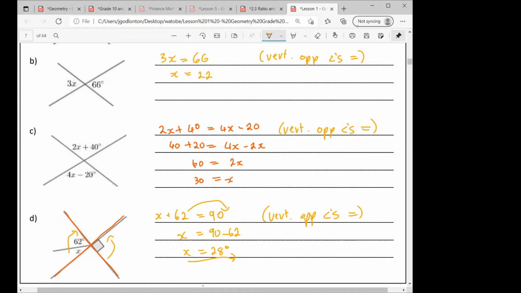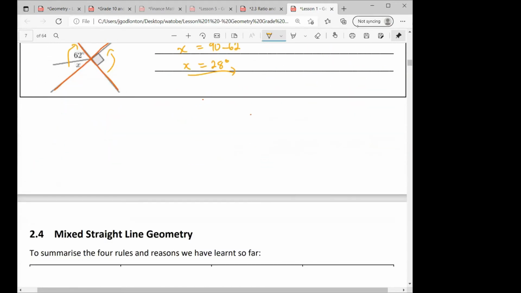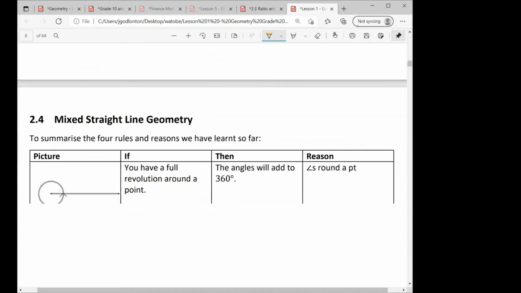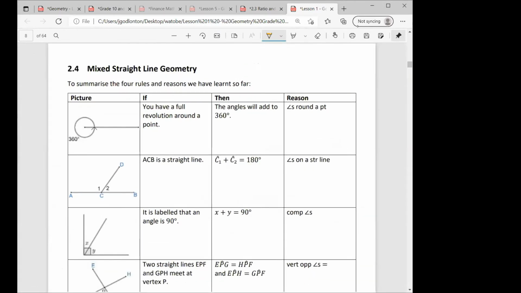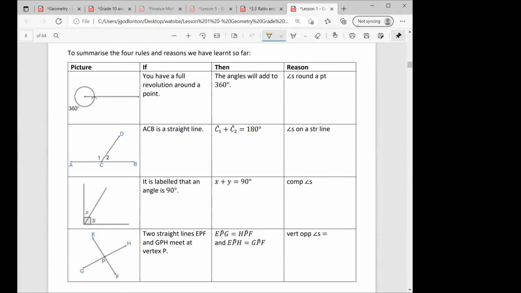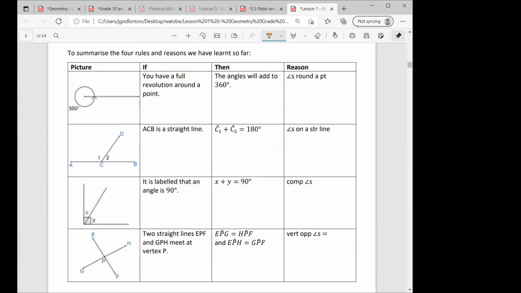Okay, let's move on to our next ones. You guys are doing really well. Well done. So now these are the rules that we've learned so far. Let's just go through them. You don't need to write this down because you have this in your rule book that we're making already. So don't panic. I just want us to talk about them and then we're going to go through them all.